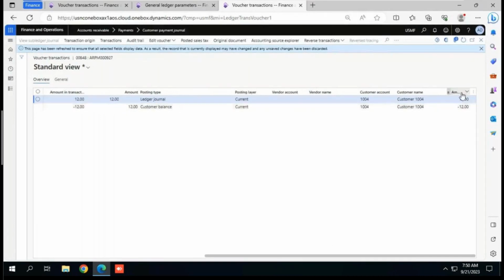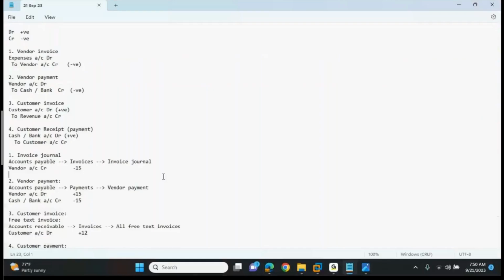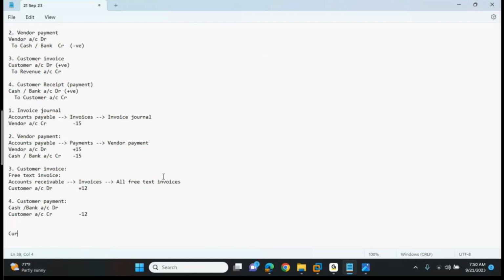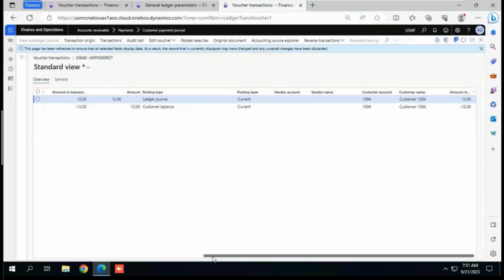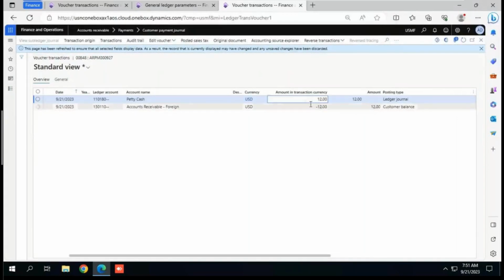Let me write it down in the notepad. Currencies or amounts will be stored in accounting currency. It is also called national currency. Next one is reporting currency. And one more is transaction currency. Transaction currency, accounting currency or national currency, and reporting currency. Look at this one. Amount in transaction currency. Amount in accounting currency or national currency. Next, amount in reporting currency.